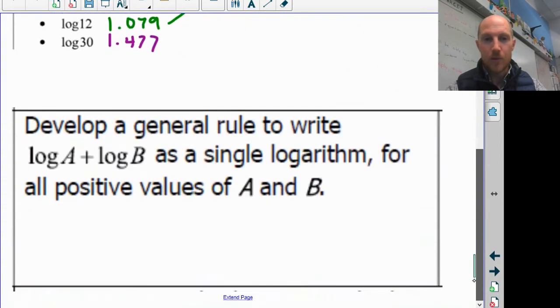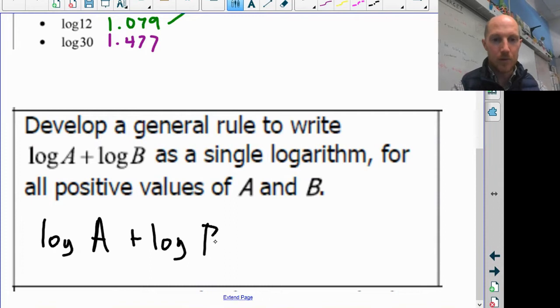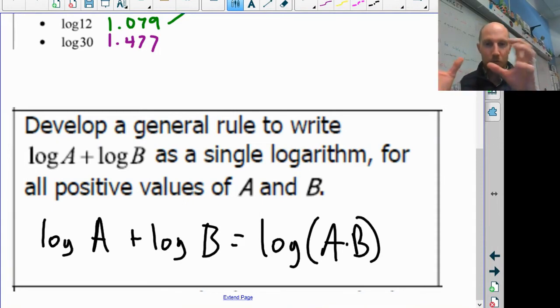So how about a general rule? Log A plus log B, that'll be the same thing as log of A times B. Right? This is actually the reason why logarithms were invented, was to be able to do the multiplication, A times B, rather than multiplying it.